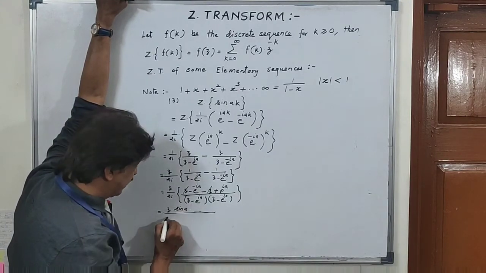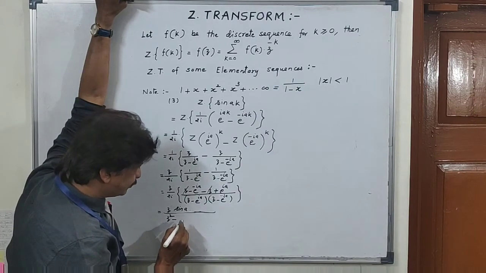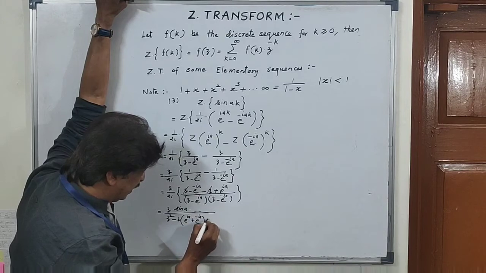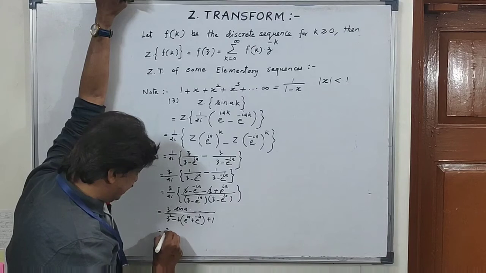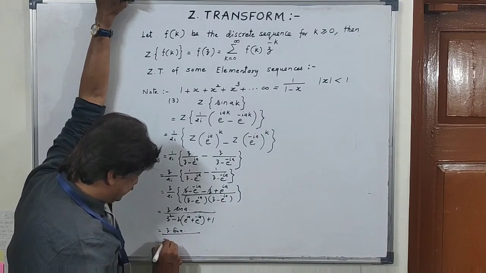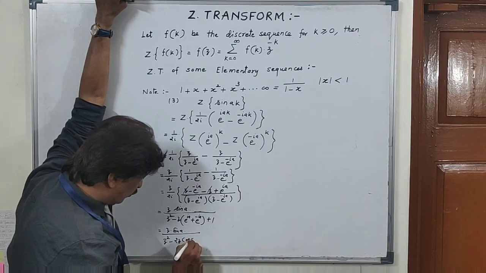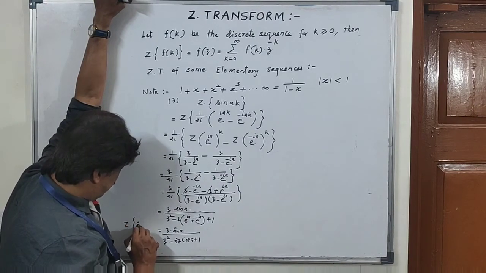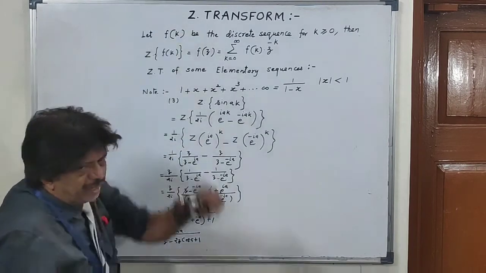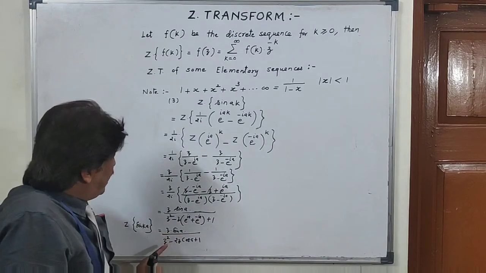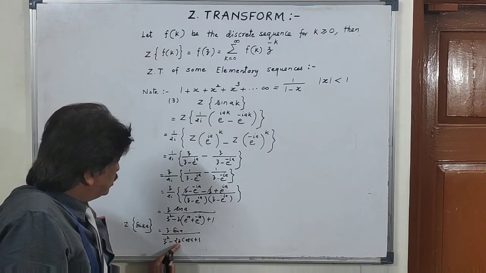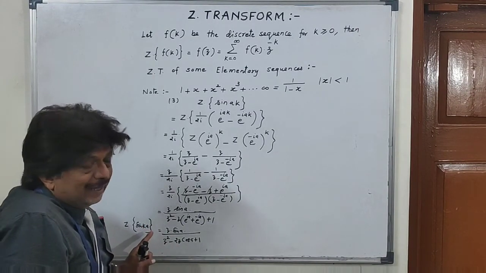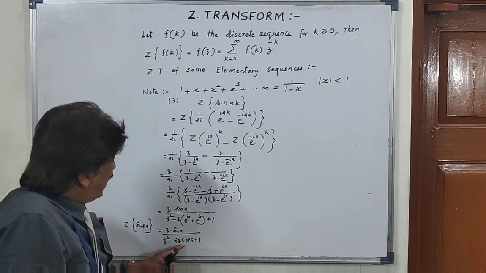Let us multiply this. z into z is z square minus z into e to the power i a plus e to the power minus i a plus e to the power i a into e to the power minus i a. So it is equal to z sin a upon z square minus twice z cos a plus 1. That is the Z transform of sin of ka. Note this third formula: the Z transform of sin of ka is z sin a upon z square minus twice z cos a plus 1.